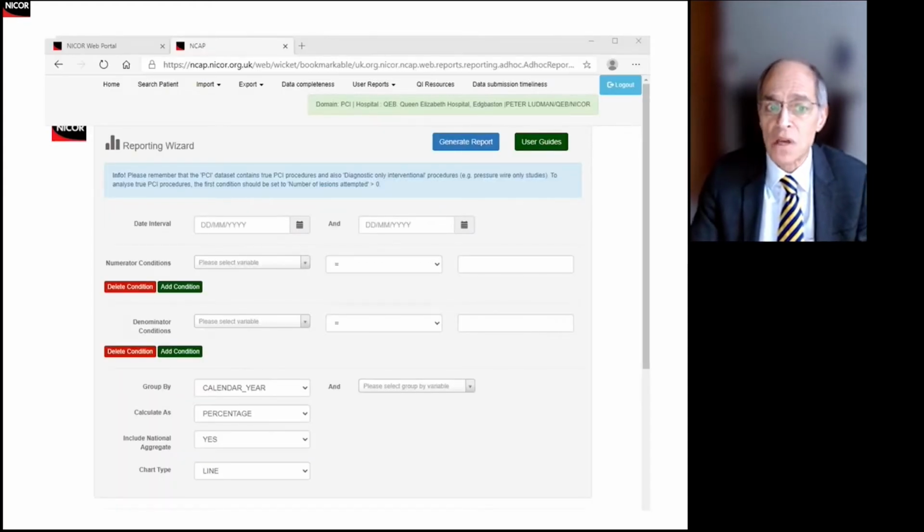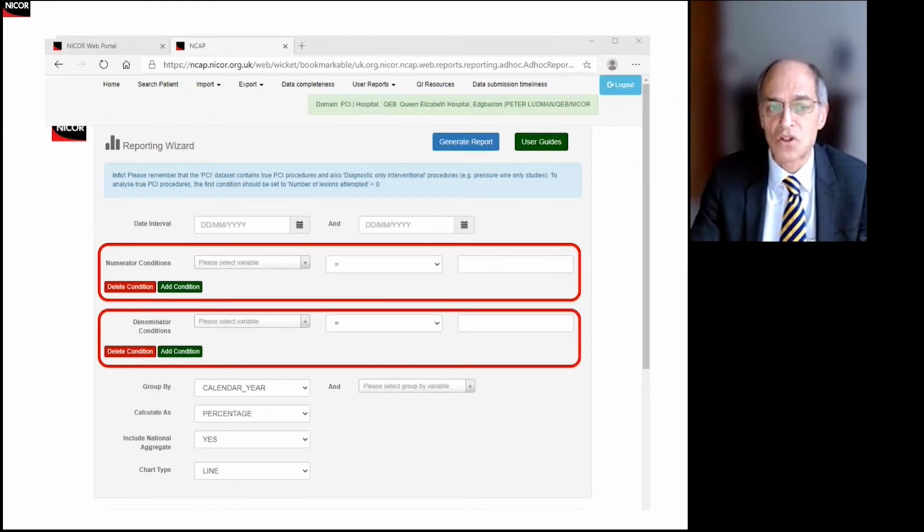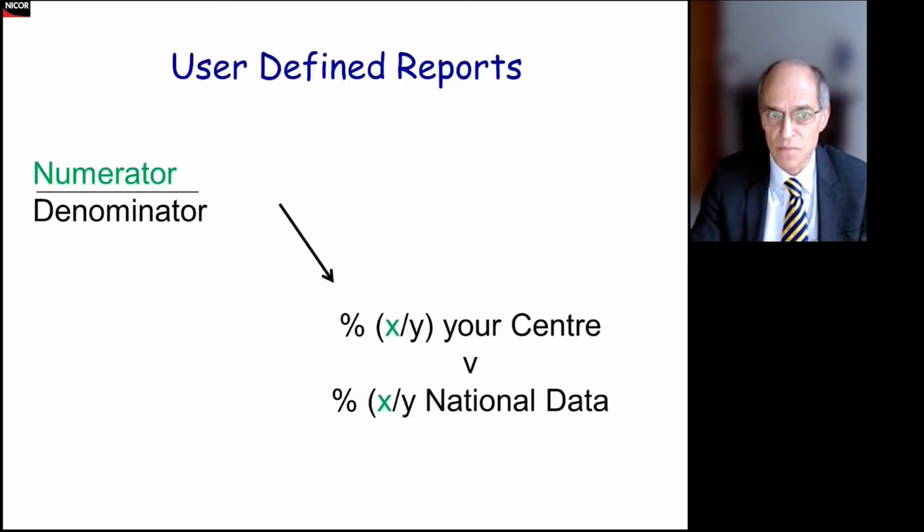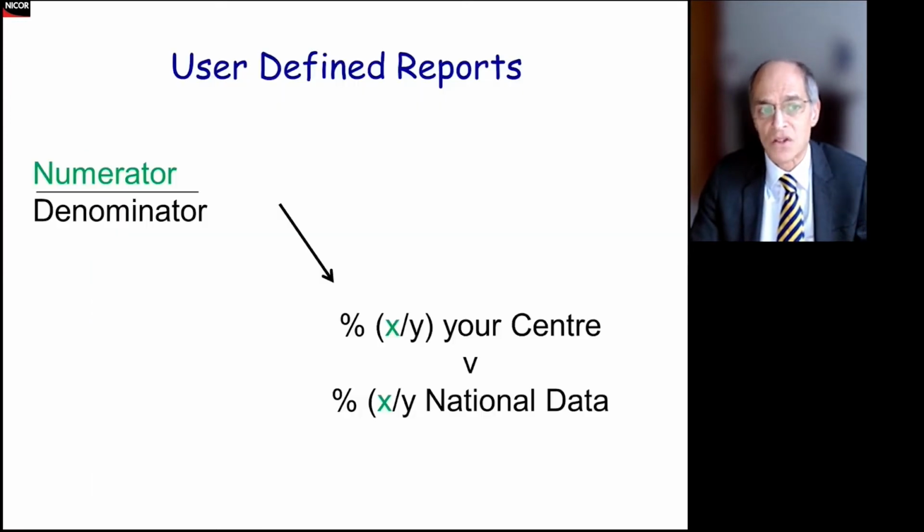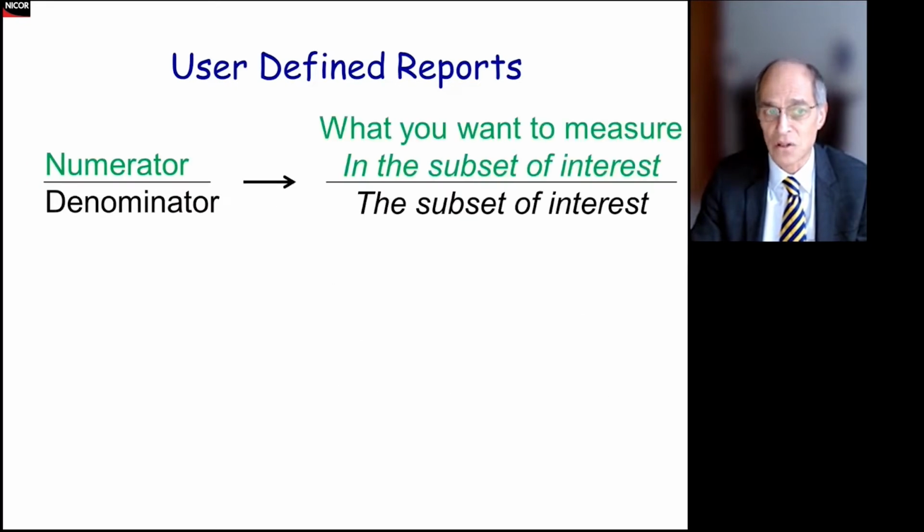Well, this is the main screen for the user-generated reports, and you can see that it works by you entering numerator conditions and denominator conditions. The numerator is, if you like, the x, and the denominator the y, and you're going to end up with a percentage of x over y at your centre versus x over y in the national data.